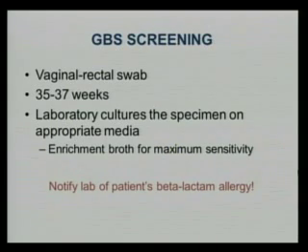So GBS screening, the way that we do the culture, it's a rectovaginal swab between 35 and 37 weeks. The lab cultures a specimen on appropriate media, and they use an enrichment broth for maximum sensitivity, and so it becomes optimal to detect the bacteria. It's very important to notify the lab of a patient's beta-lactam allergy because they can run sensitivities on that culture. And then you'll know what antibiotics will be appropriate to use for that mom.